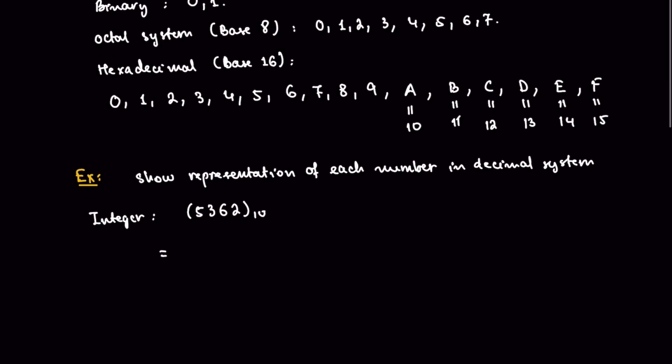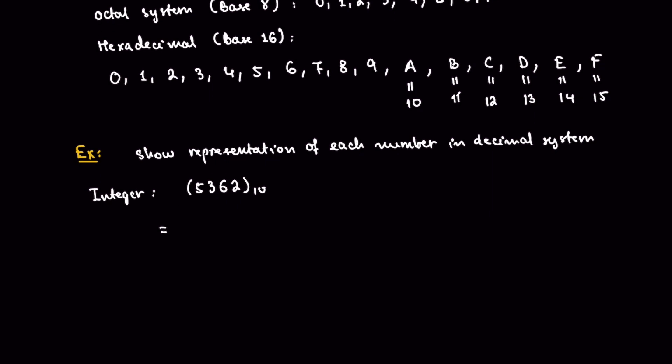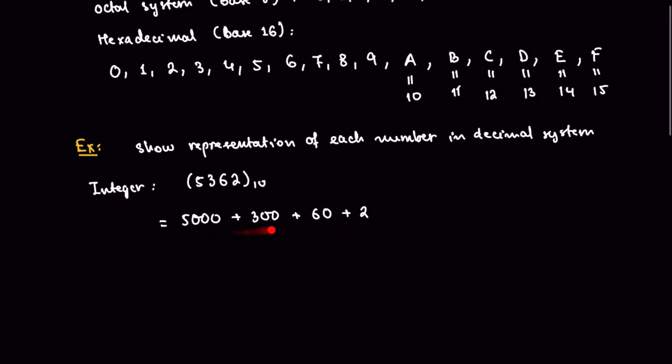This number can be expanded as follows: 5,000 plus 300 plus 60 plus 2. If you use a calculator and add all of these numbers together, we get back 5,362. Now we expand this further: 5,000 can be written as 5 times 1,000, plus 3 times 100, plus 6 times 10, plus 2.